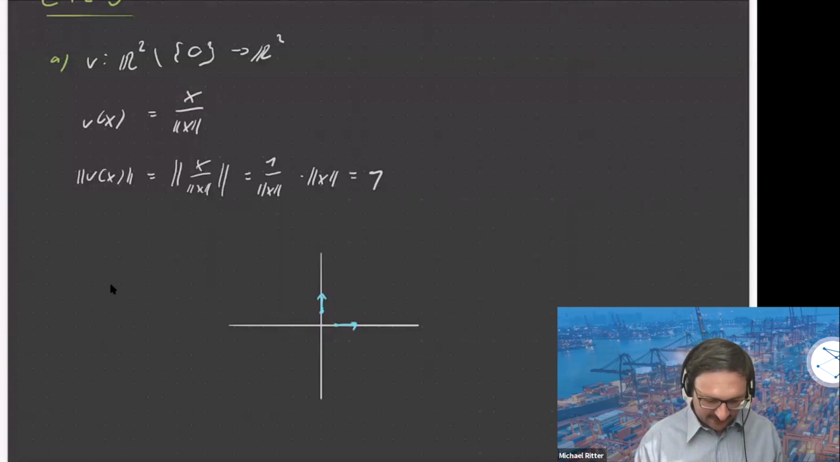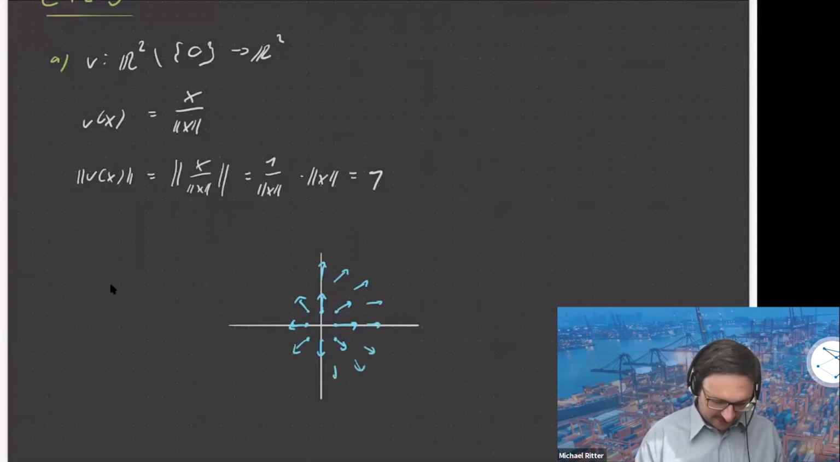Same thing here. And here it's always pointing away from the origin, like that. And of course, we can also do this outside of the axis. And this is always the same length, always 1. Same thing happens here and here and here.